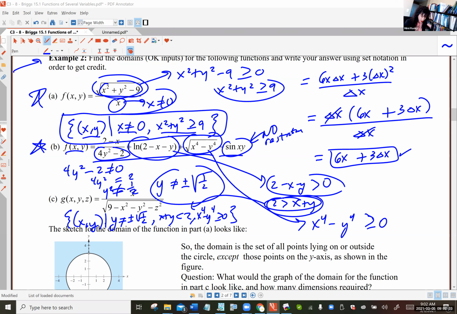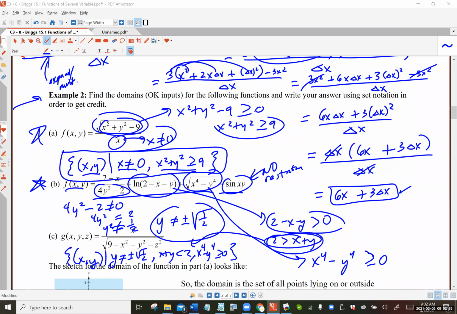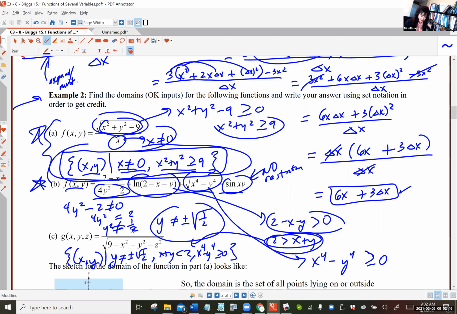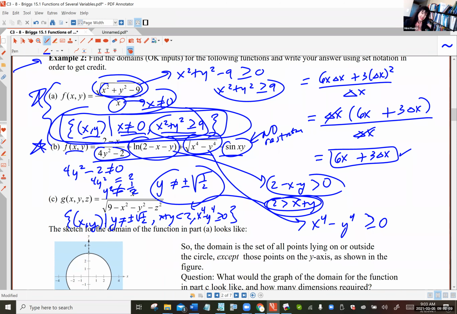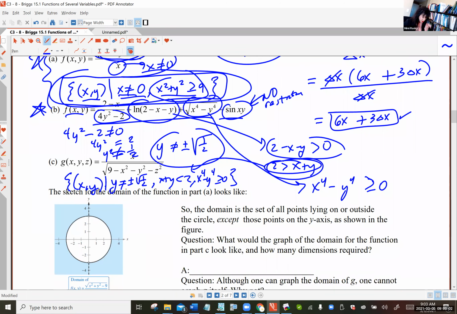I want to pause for a moment and let's graph letter A's answer. Let's go back to letter A. The answer was the set of all points with coordinates (x, y) such that x can never be 0, and we need this inequality to be true, that x squared plus y squared always has to be greater than or equal to 9. What does that look like graphically in the xy plane? All the points that satisfy those conditions. Well, if x can never be 0, I hope you know that x equals 0 is the y-axis. You see how they have dotted lines right there on the y-axis?